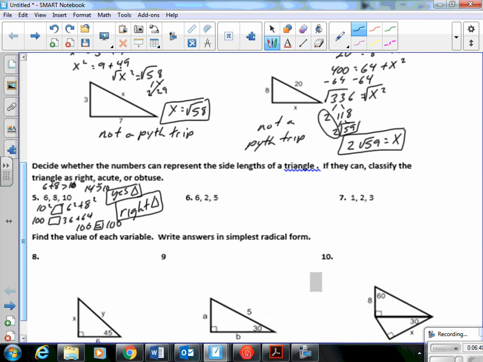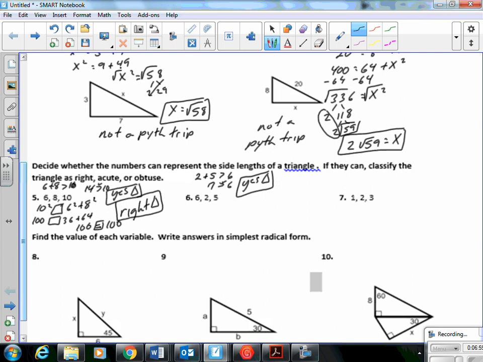So then the next one, we've got the two smallest sides, 2 and 5, have to add together to be greater than 6, which 7 is greater than 6. So yes, it is a triangle. And now what kind of triangle is it?